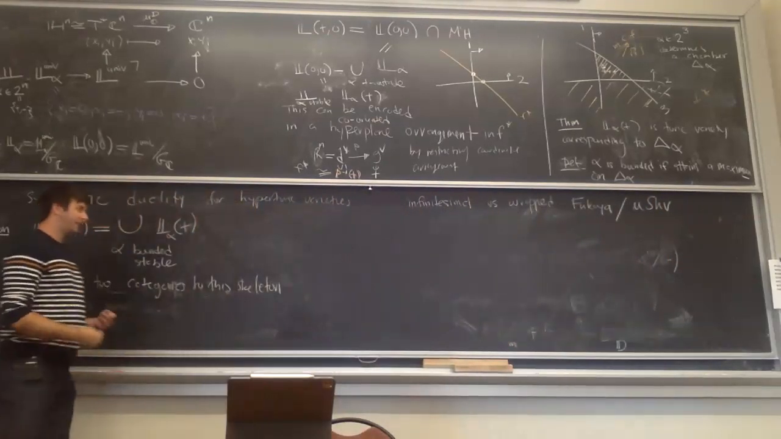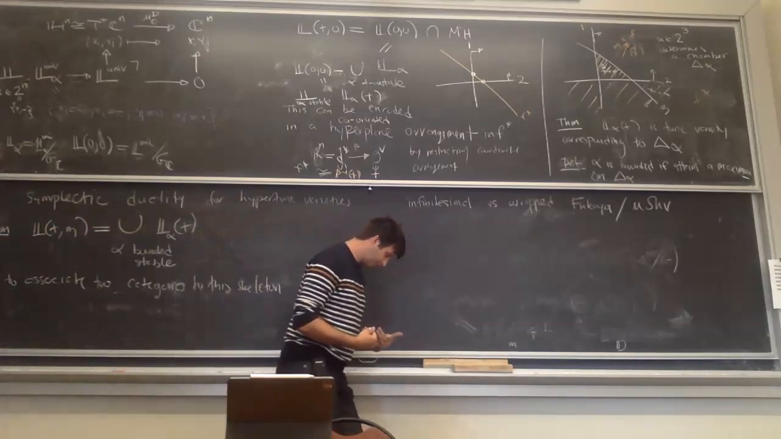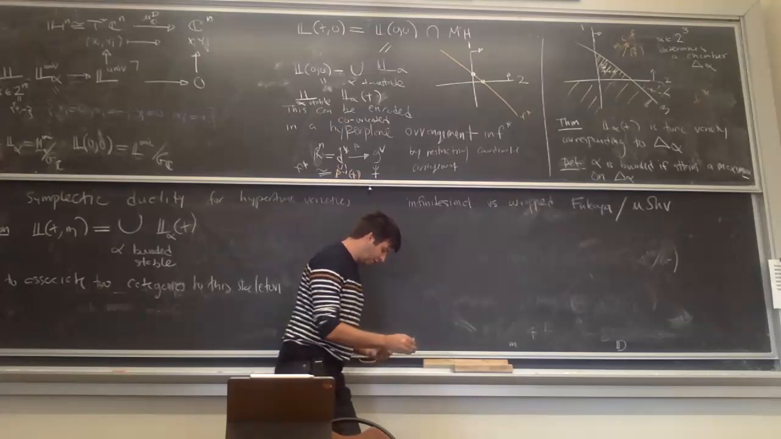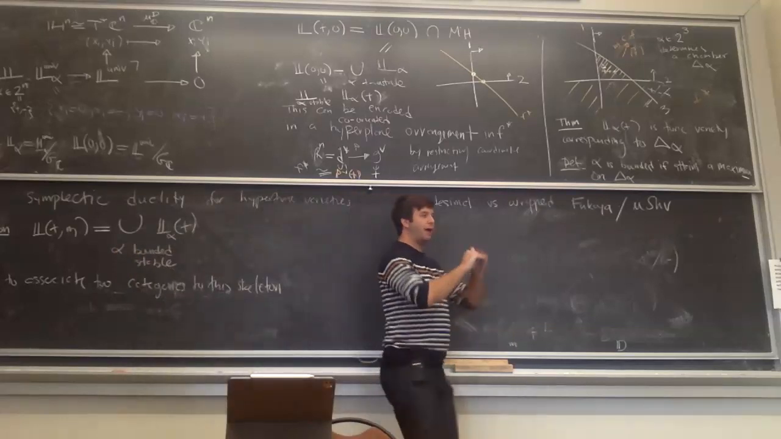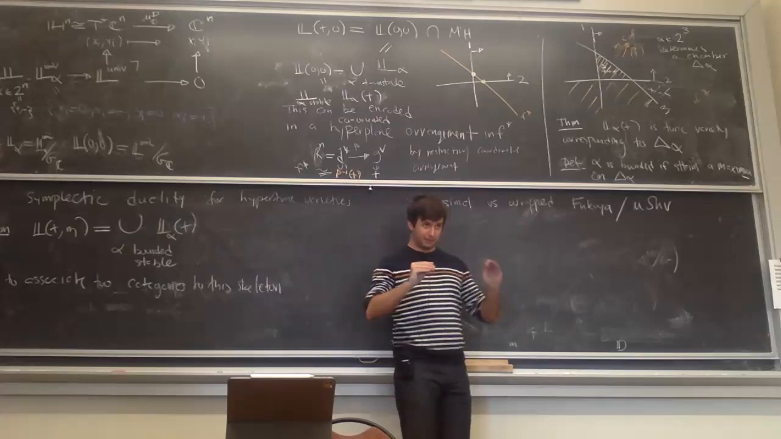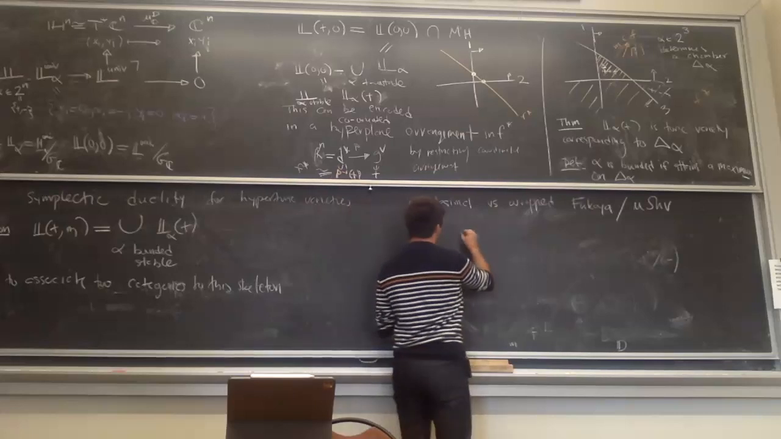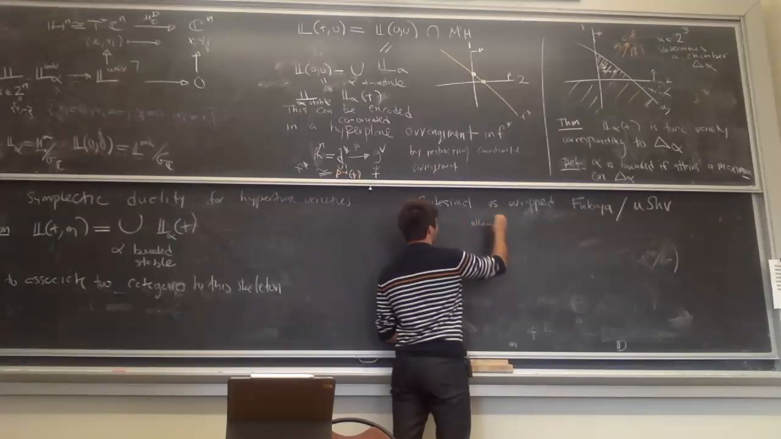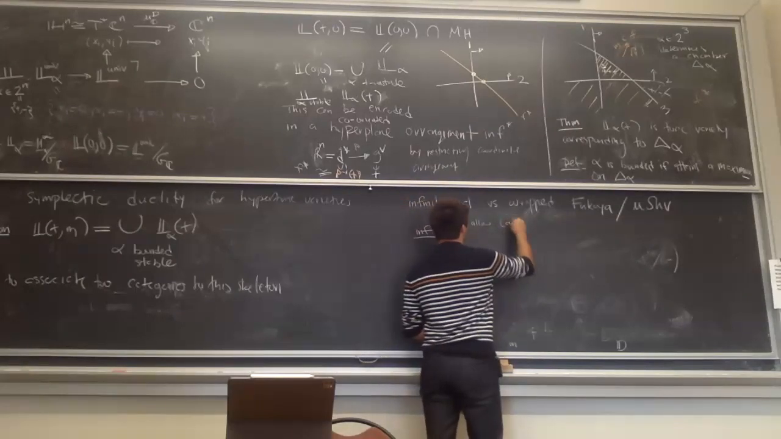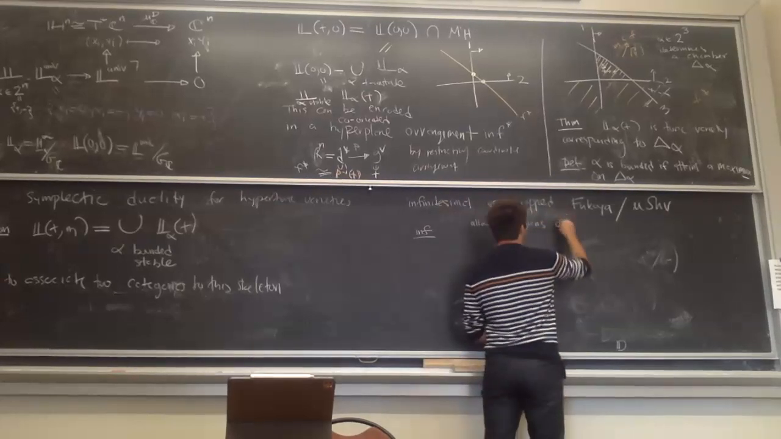Basically, I want to associate some sort of category of constructible sheaves to this Lagrangian skeleton, and there are two options for the way I can make things behave. The infinitesimal way is that, in Fukaya language, I want to only allow Lagrangians that are close to the skeleton. I'm not going to be very precise about what this means.